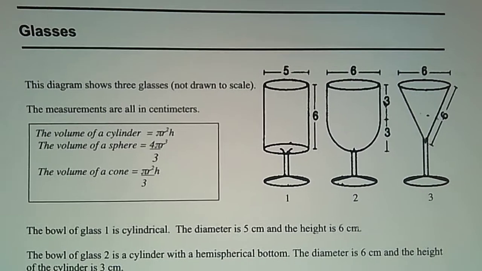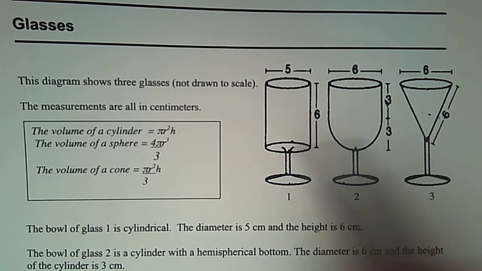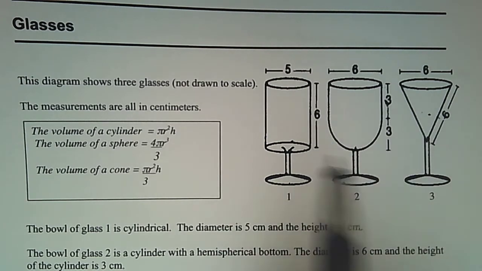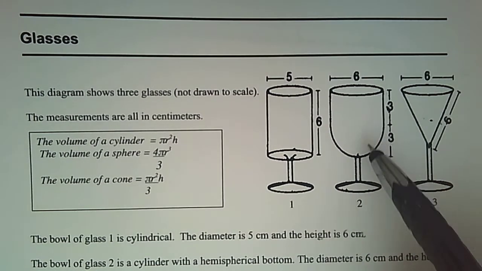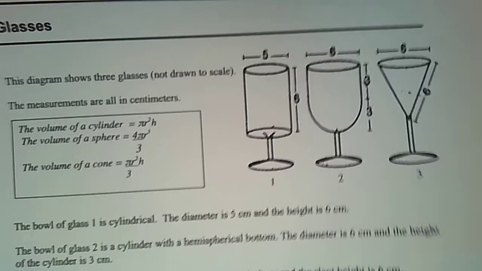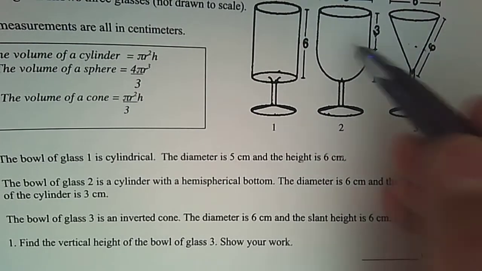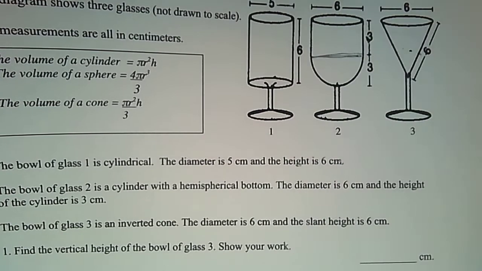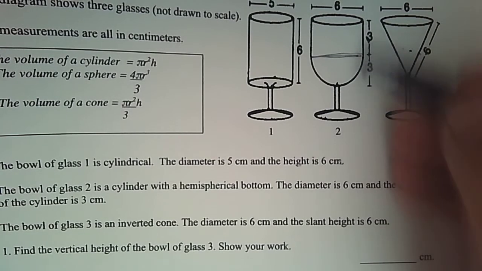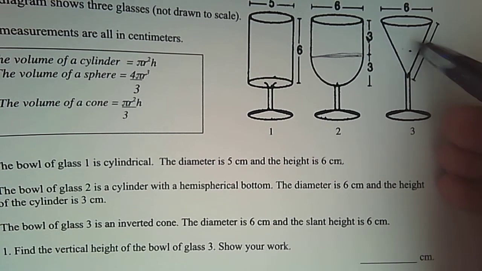Modeling question for you. The diagram shows three glasses, and the measurements are all in centimeters. It tells you the different formulas you could use to help us find the volume of the glasses. Glass one, the first one you see, is just a cylinder. The second one is a cylinder and a half sphere. So you can see where that splits up. You have a cylinder, and then the bottom half is a half a sphere, or hemisphere. And then the third one is a cone, and it gives you the dimensions of it.